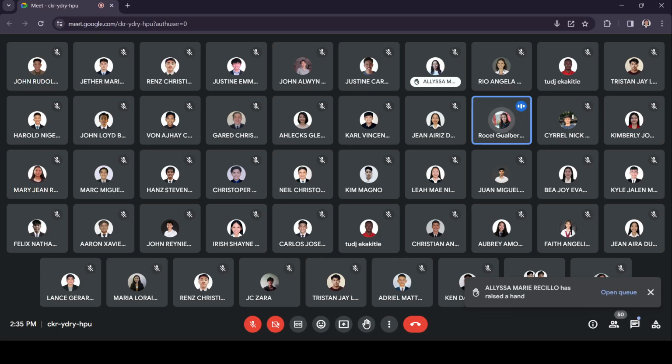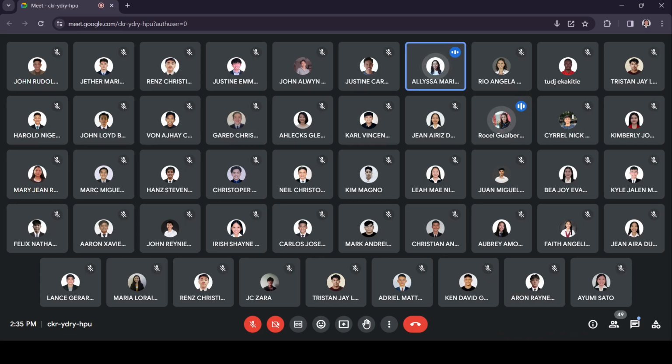Yes, Miss Alisa? Ang pwede po ba mahingi po yung PDF po with the notations po para lang po ma-solve po namin yung sa problem po. Okay, I'll save the PDF with notations and then send ko na lang po sa GC po natin. Okay, noted po. Sige po, ma'am. Any other? Wala na po?